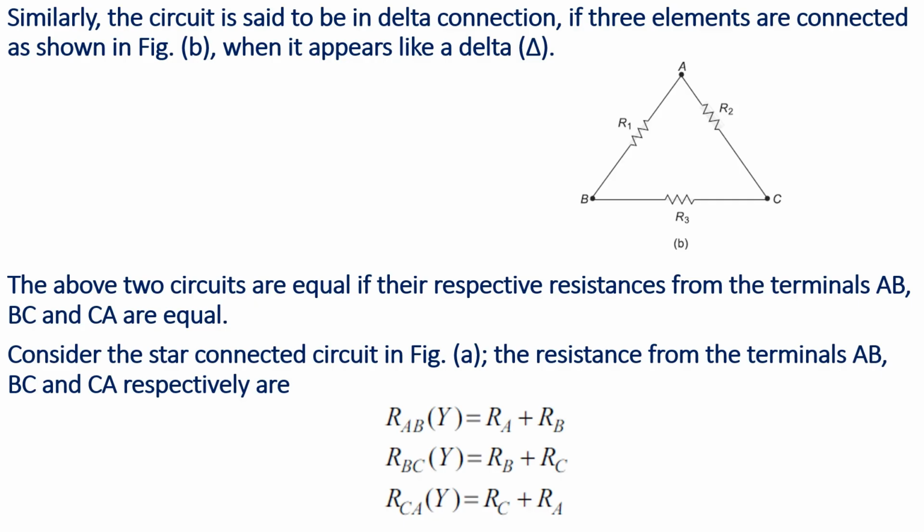Consider a star connected circuit as shown in figure A. The resistance from the terminals AB, BC and CA respectively are RAB in star is equals to RA plus RB, RBC in star is equals to RB plus RC, RCA in star is equals to RC plus RA.